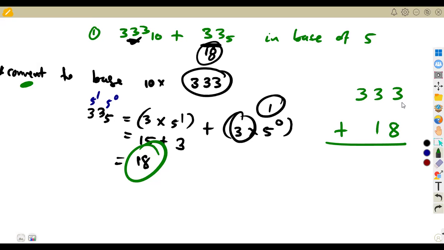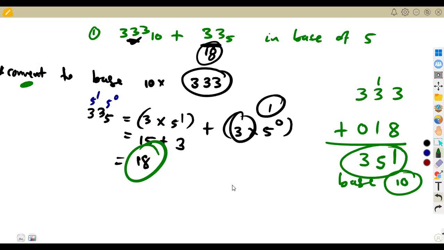The numbers that we are used to. So we just add 3 plus 8, which is 11. Remember, we write 1 and carry 1 here. 3, 4 plus 1, which is 5. All right, 3 plus a 0 here, that's a 3. So we are obtaining 351, which is in what? Which is in base 10. Remember, not writing the base means you are in base 10.